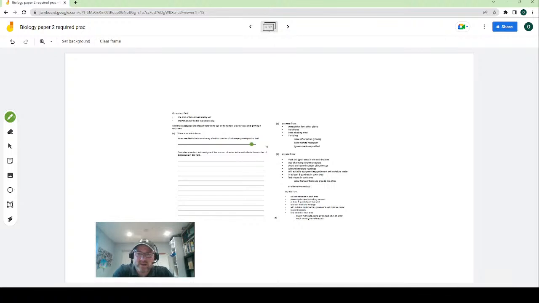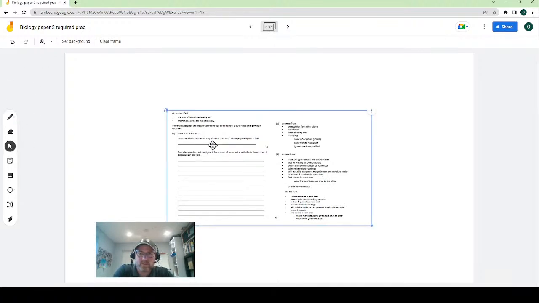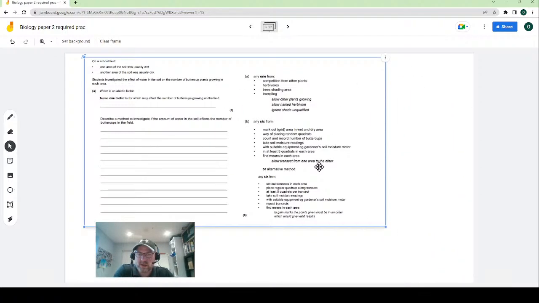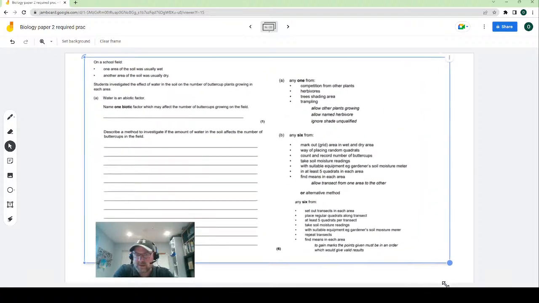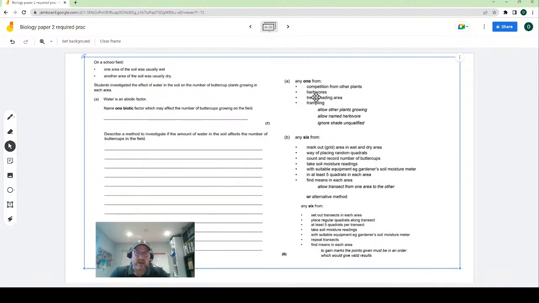So here are the answers. Let me just blow them up in case. So these are the answers, guys. So yeah, this is the random quadrat. They're giving you 6 marks for doing the random quadrat, and they're actually saying you can do the line transect as well. So you could do the transect for the other 6 marker. So there's 2 methods.